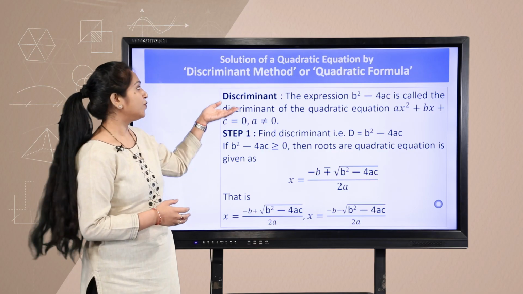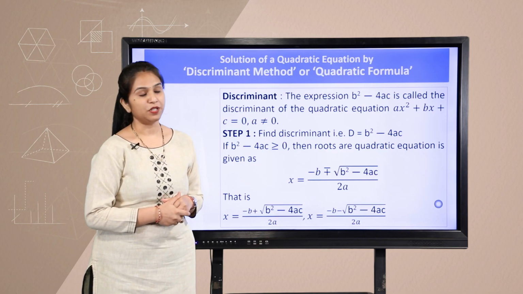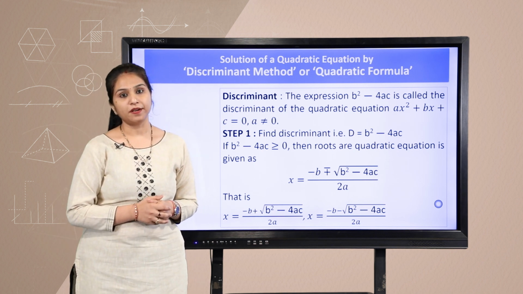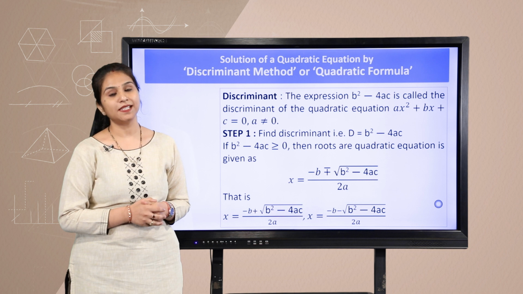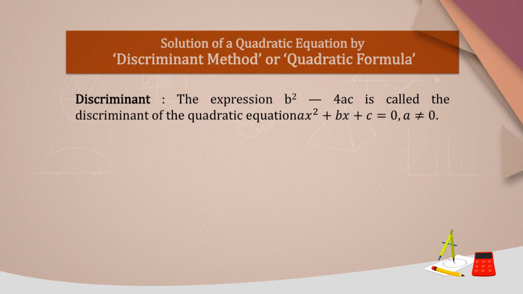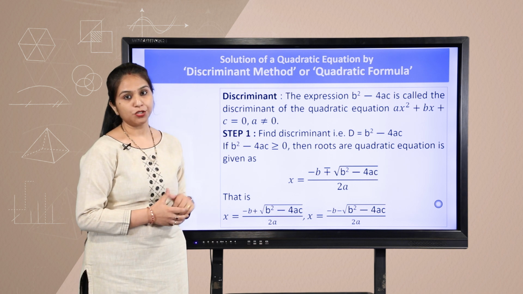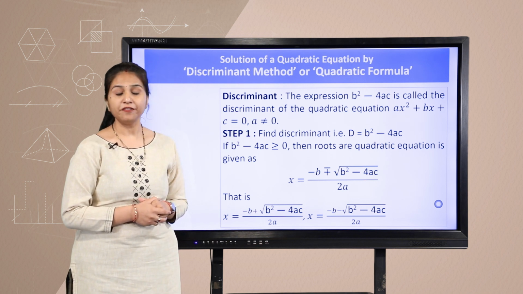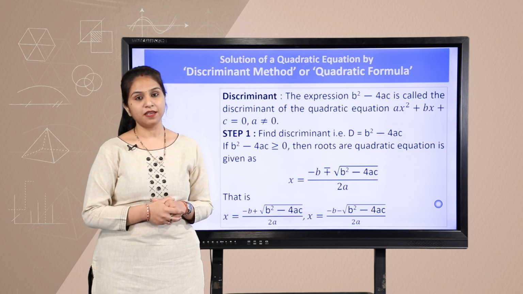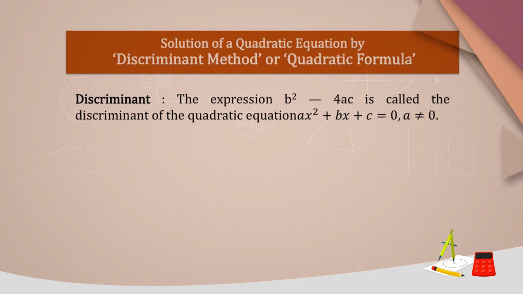Children, see what the method of quadratic formula is. Here, the expression of the form b square minus 4ac is said to be the discriminant of the expression ax square plus bx plus c equals 0. Children, step number 1, to use the quadratic formula, we will find the values of a, b and c, and then we will calculate the discriminant, that is b square minus 4ac.